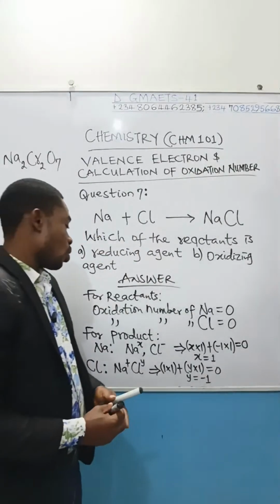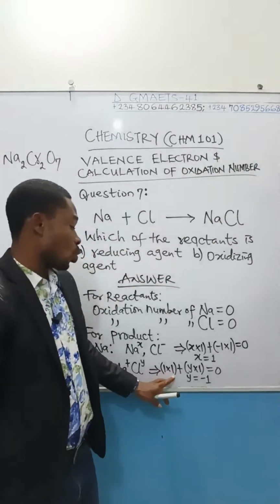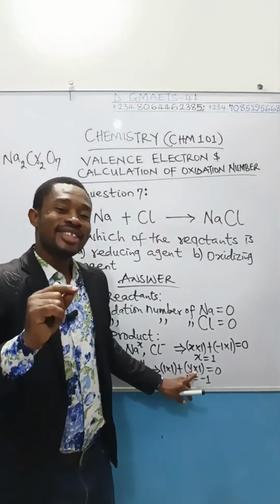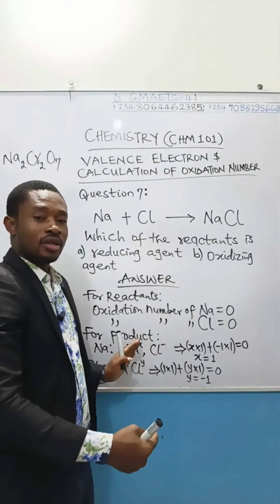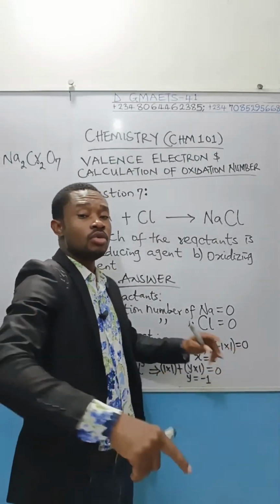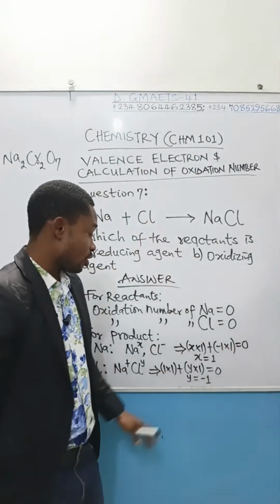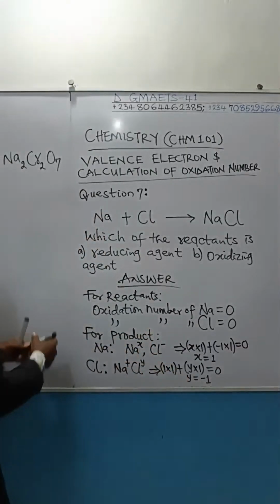Y will be equal to -1, because 1 times 1 is 1, plus Y times 1, which is Y. So you have 1 plus Y on the left-hand side equal to 0. Move that 1 to the other side of 0, you get -1. Now, did you see something here?